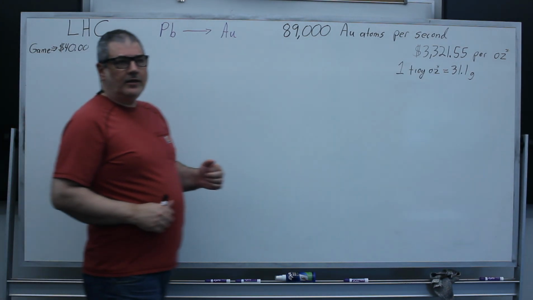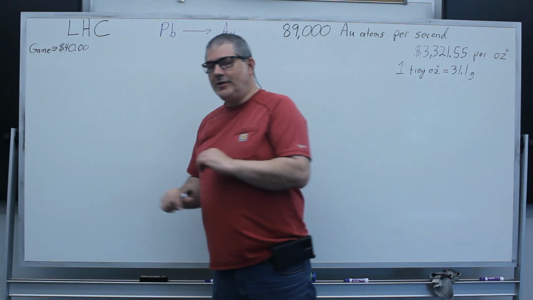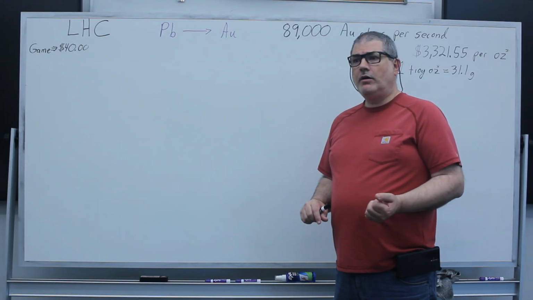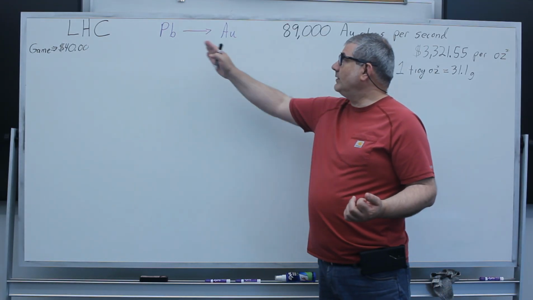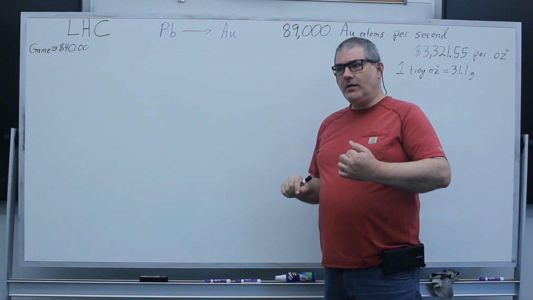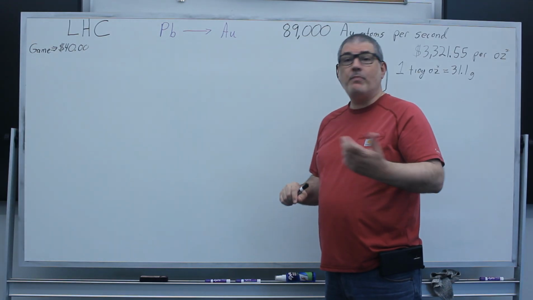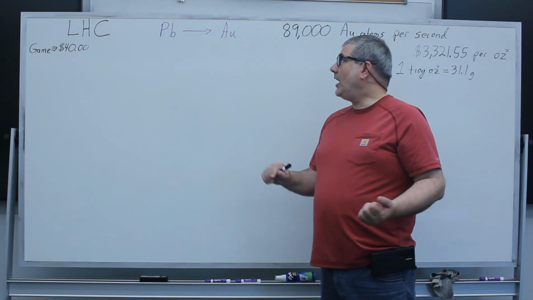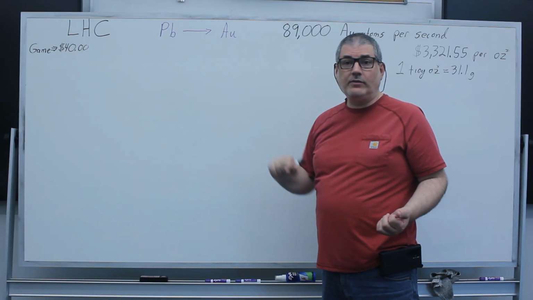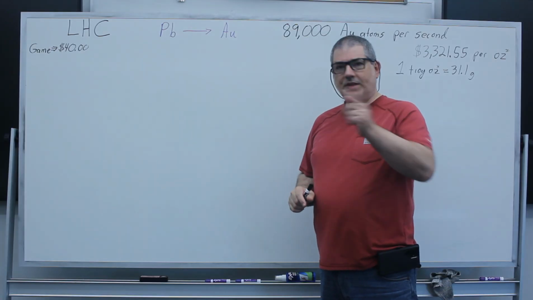Recently, the Large Hadron Collider, LHC, published a paper describing the conversion of lead to gold. This transformation was metastable in the sense that the gold atoms very rapidly went back to lead or something else. But that's not what's important.